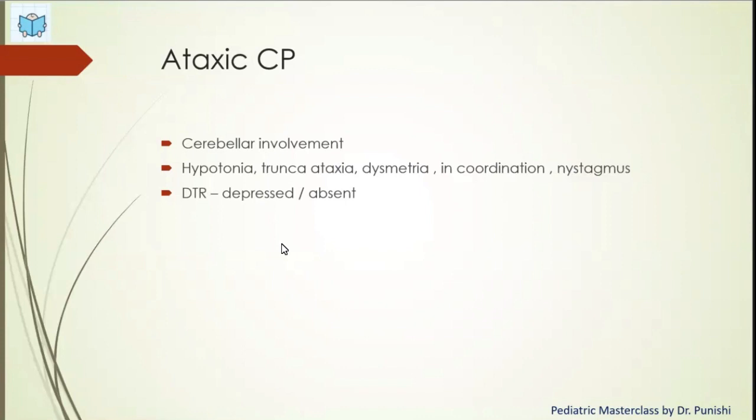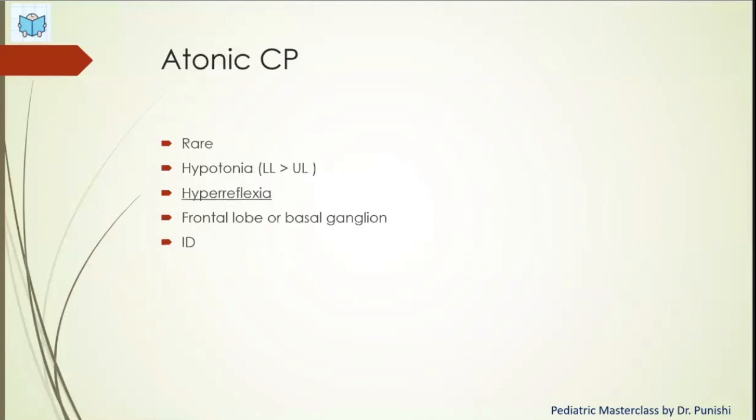So that's again how you differentiate ataxic versus atonic CP. Obviously, the level of lesion is again different for both. These are not very commonly seen varieties. We usually see spastic CP as the most common type, followed by dystonic or dyskinetic CP.